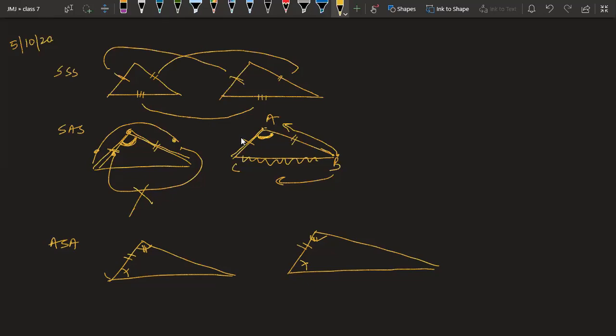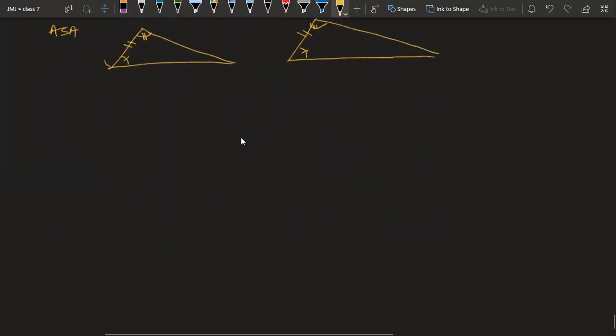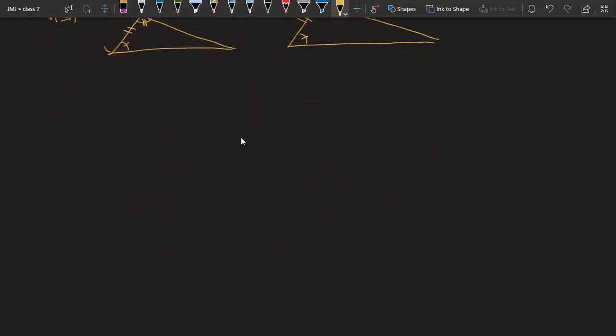Now let us take the fourth criteria. Class, what is the fourth criteria? Please answer. Yes, beta. The fourth criteria, Lavya is saying RHS. Others? Okay, let's go for RHS. No issue. The fourth criteria is RHS. This criteria is specially for which triangle? Right angle triangle. This criteria can be utilized only in right angle triangle.